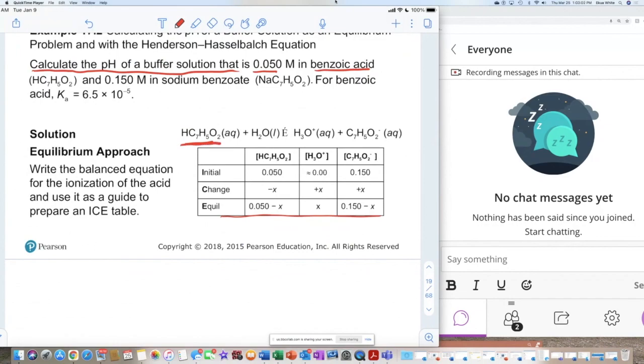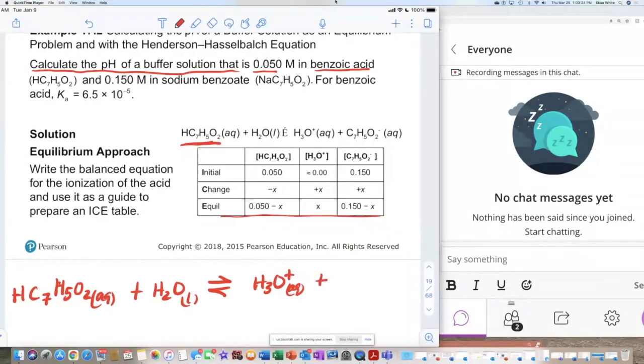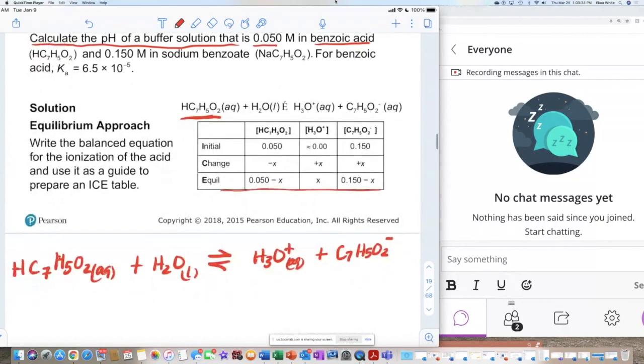Its equilibrium is going to be HC7H5O2 aqueous. You always add the water. The water is always liquid state. You have your equilibrium arrows. You have H3O+ aqueous. And then write the formula minus the H, so skip the H, C7H5O2 minus. Because remember, this formula here, which is now a conjugate base, lost an H and a positive.